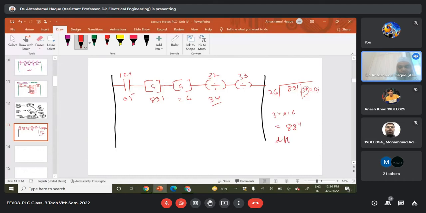Now the difference will be 891 minus 884. 891, 884. This is 7.